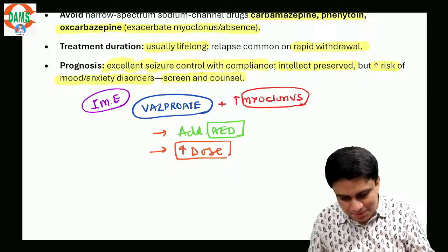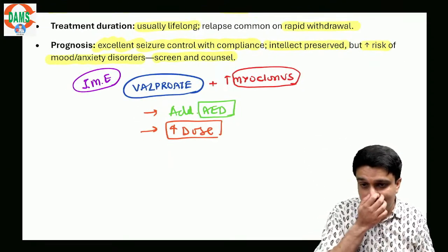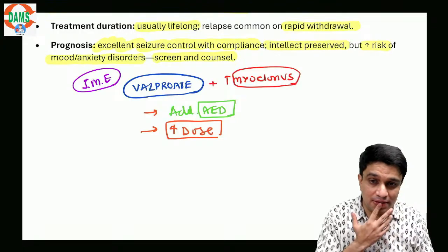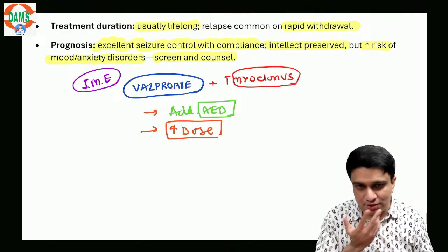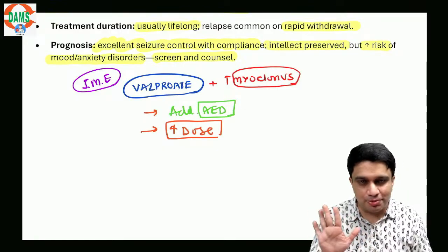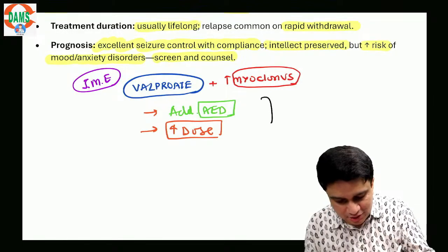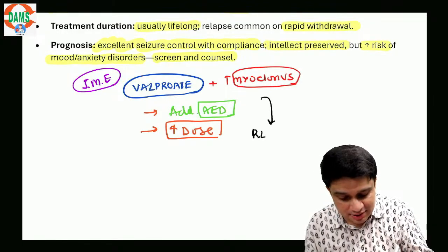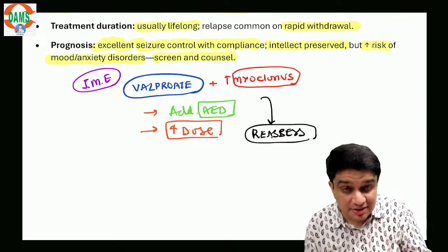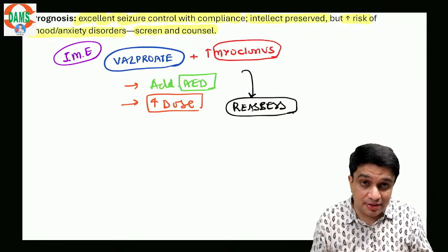Batao, there are two options. Patient of valproic acid therapy has come with recurrent myoclonus. Now add increased dose. This is what everyone does. So no, listen to me peacefully. First of all, your thing should be reassess the patient. Okay, why reassess?